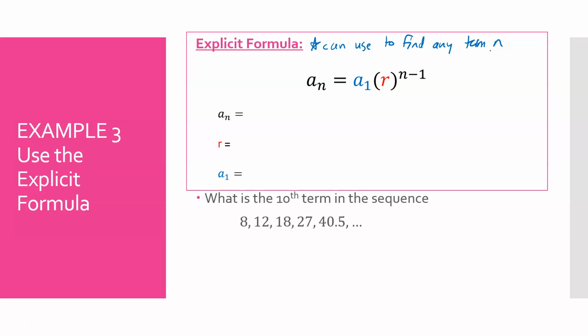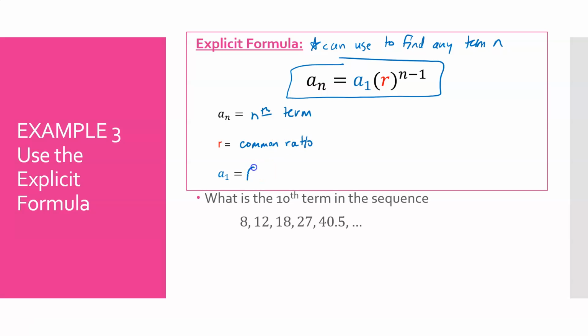Okay, so this will be a sub n equals a sub 1 times r to the n minus 1. Well, a sub n is still the nth term, just like we wrote down before. R is still that common ratio. What are you multiplying by? A sub 1 is still the first term.